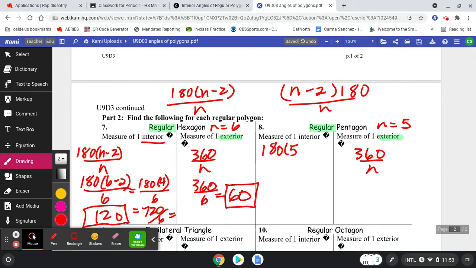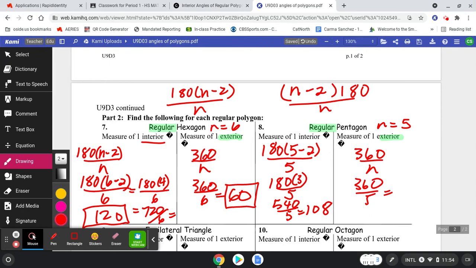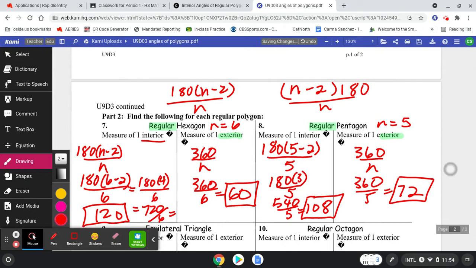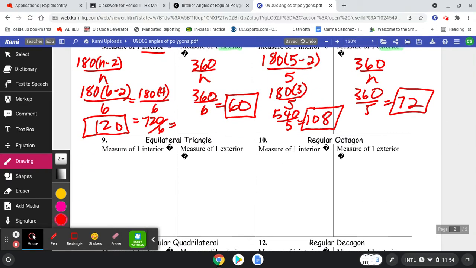So it's 180 times (5 minus 2) over the number of sides, 5, or 180 times 3, which is 540 divided by 5. That's 108. Well, can't I already guess what the other one's going to be here in just a second? But let's go do the work. 360 divided by 5 equals 72. And I'm like, oh, look, 108 plus 72 does equal 180. Check.